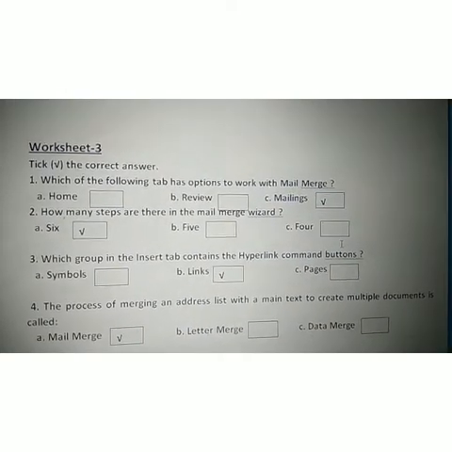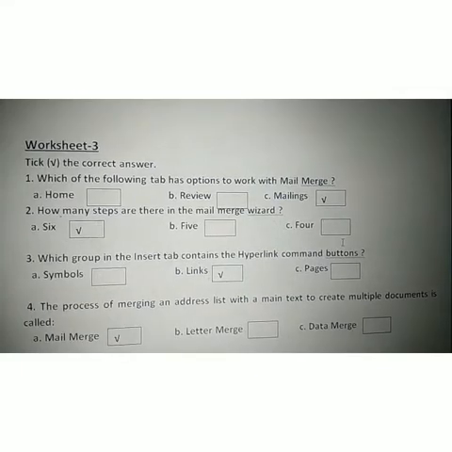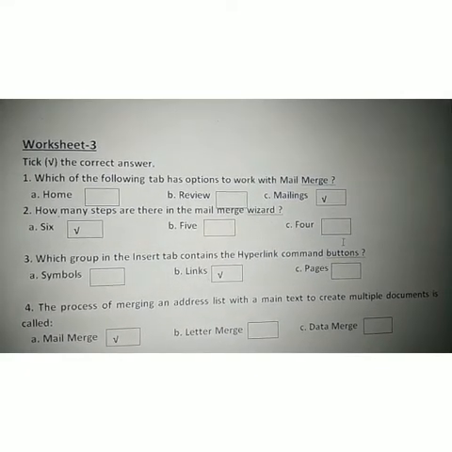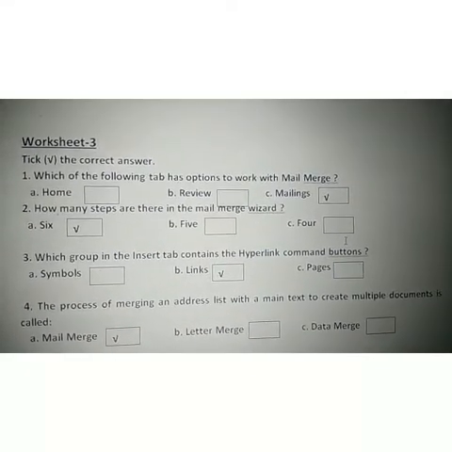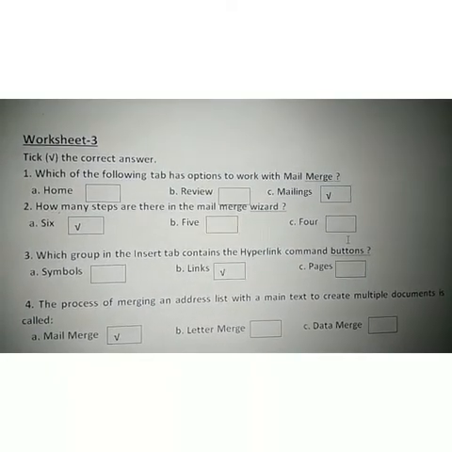Then students, next is worksheet number 3. Choose the correct answer. First question: which of the following tabs has the option to work with mail merge? Three options are given here: Home, Review and Mailings. So the correct answer is Mailings.